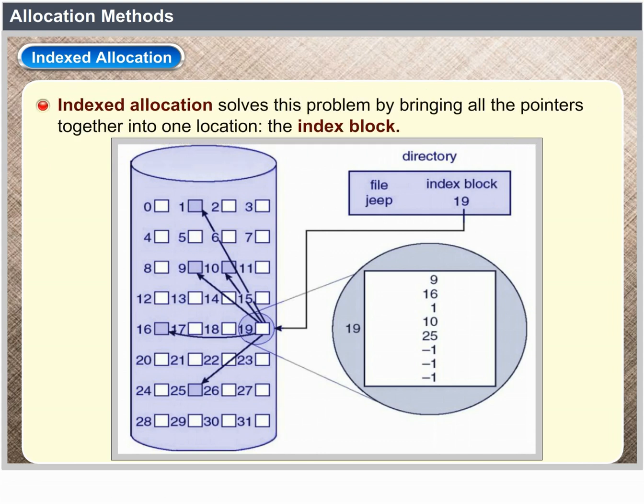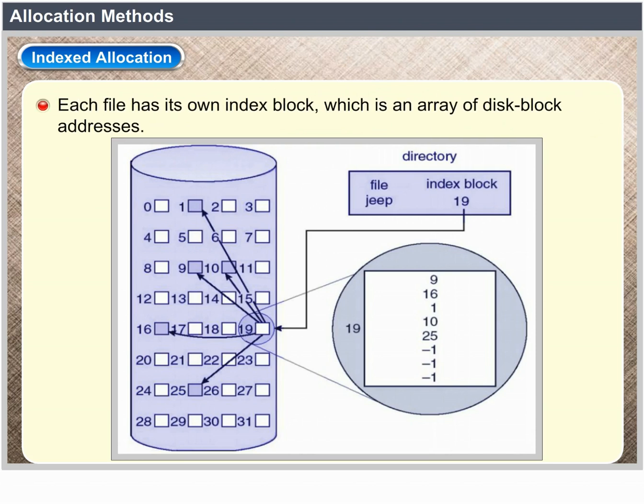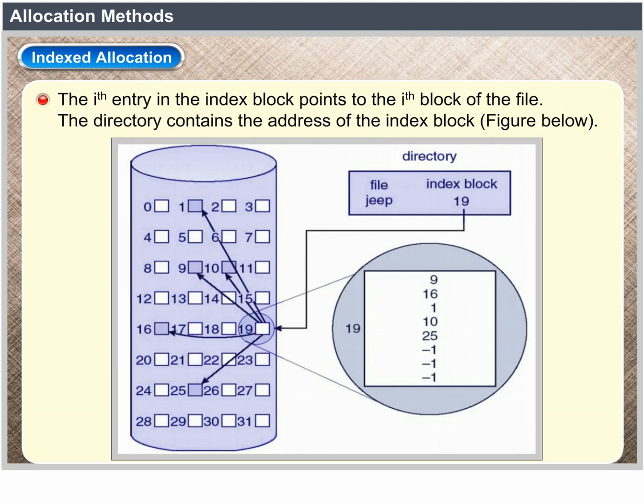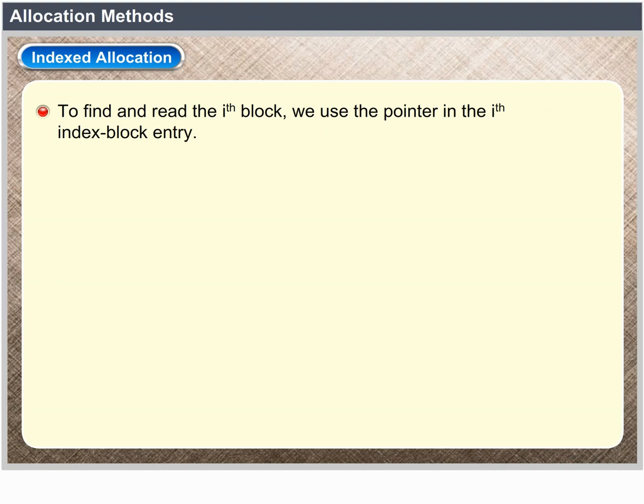Indexed allocation solves this problem by bringing all the pointers together into one location, the index block. Each file has its own index block, which is an array of disk block addresses. The ith entry in the index block points to the ith block of the file. The directory contains the address of the index block, figure below. To find and read the ith block, we use the pointer in the ith index block entry. This scheme is similar to the paging scheme.